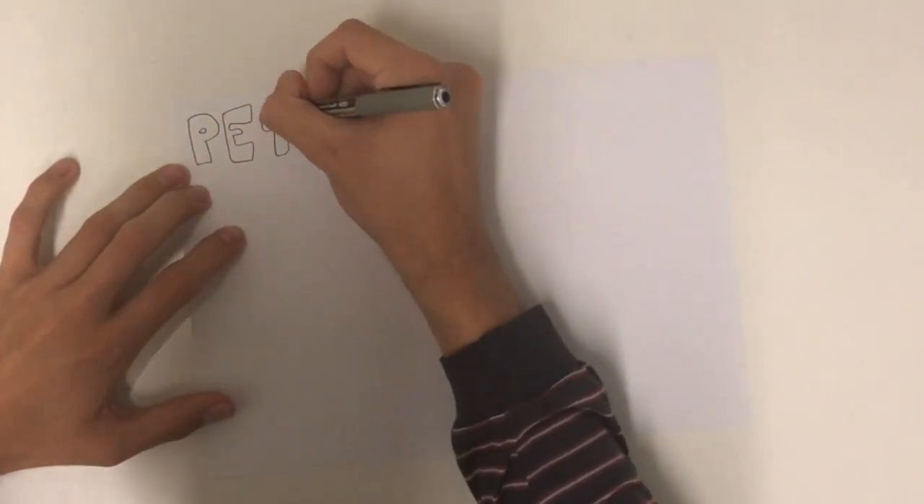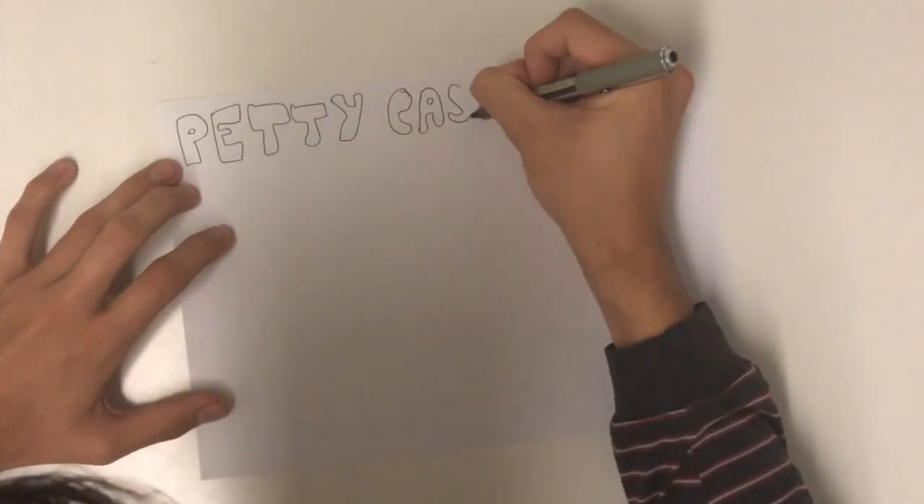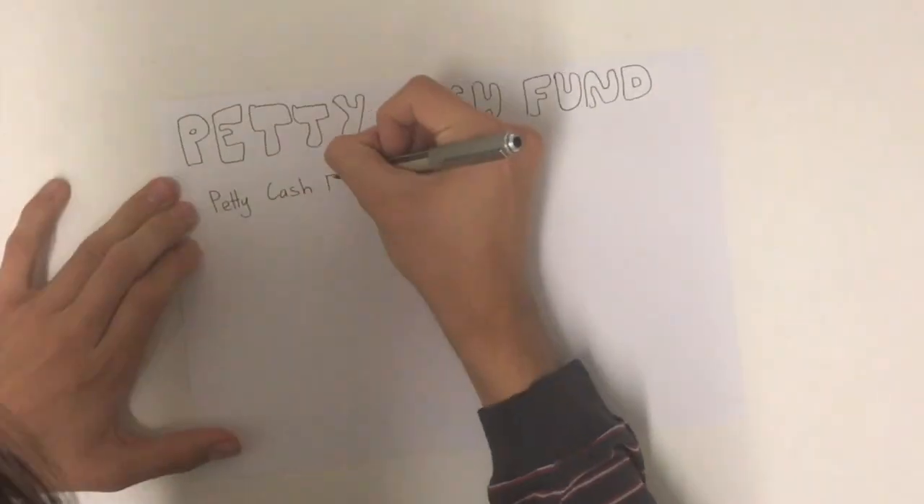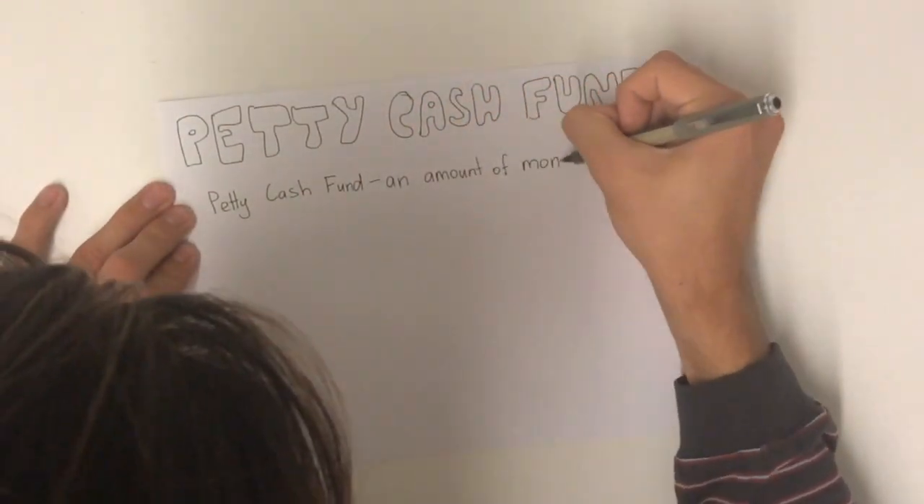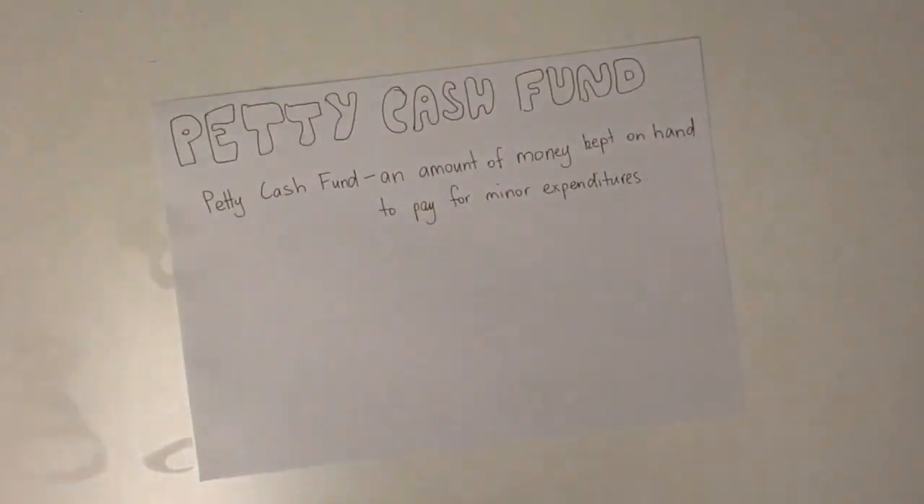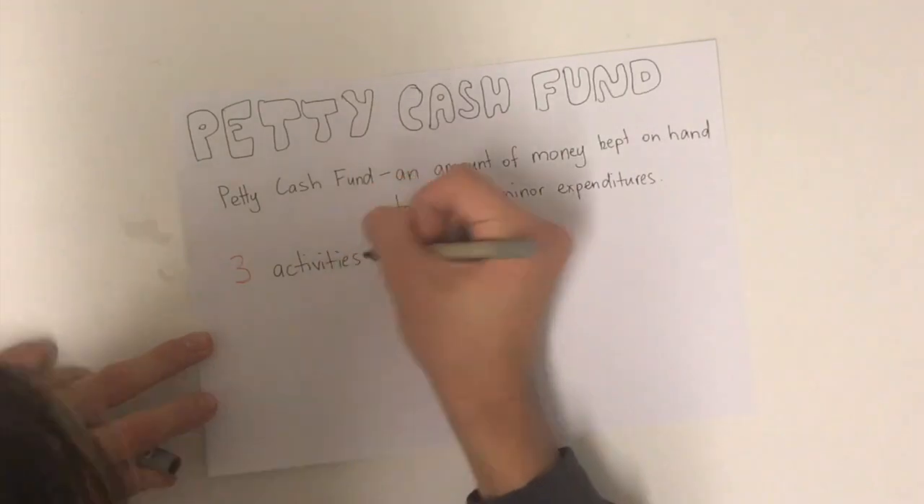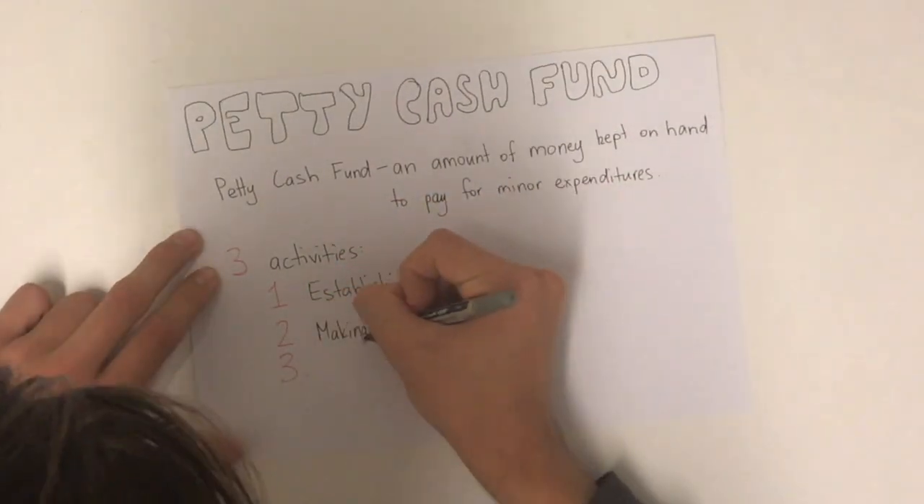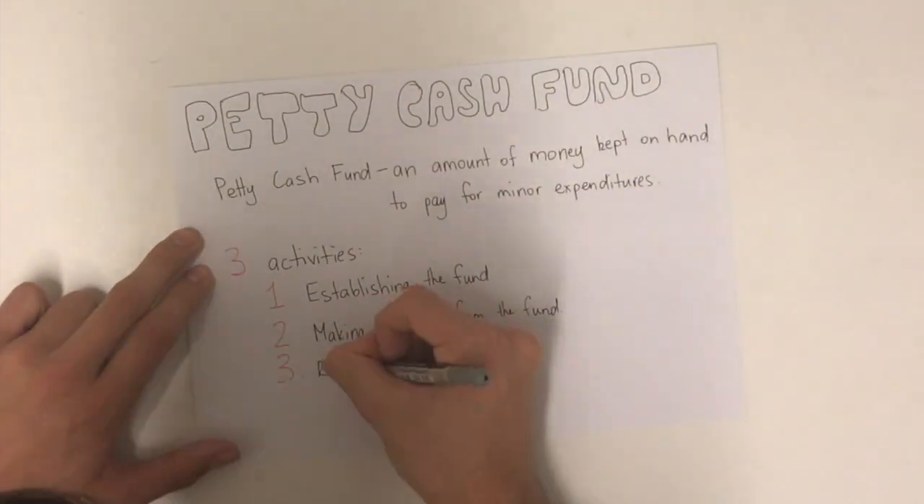In today's screencast, we will learn about the accounting concept of petty cash funds. A petty cash fund is an amount of cash kept on hand to pay for minor expenditures, and it involves three activities. 1. Establishing the fund. 2. Making payments from the fund. And 3. Replenishing the fund.